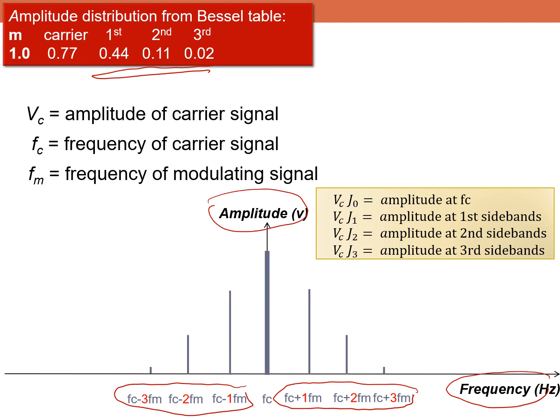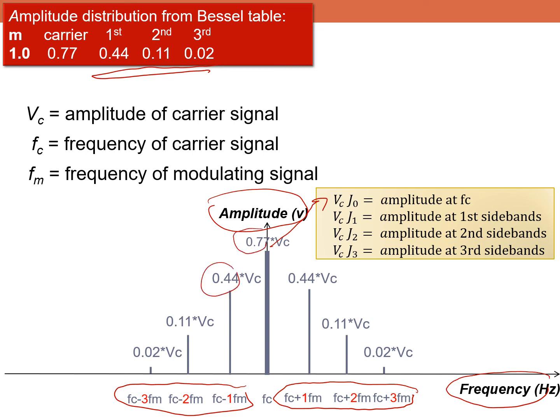For the amplitude, we follow this equation. For the middle one is the carrier, Vc times J0. So any value of unmodulated carrier amplitude will be multiplied with the component. And this spectrum will be symmetry.